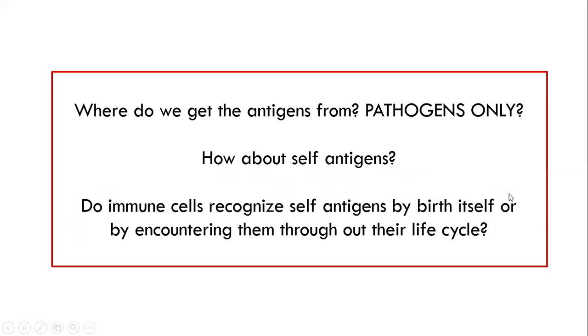One more important concept you need to understand: do immune cells recognize self-antigens or foreign antigens by birth itself? Do they have a specific blueprint, so that they know about everything by birth, or do they learn by encountering antigens throughout the life cycle of the immune cells? So you can ask two questions: either they know by birth or they learn by experience. They learn by exposure to a specific antigen during development.